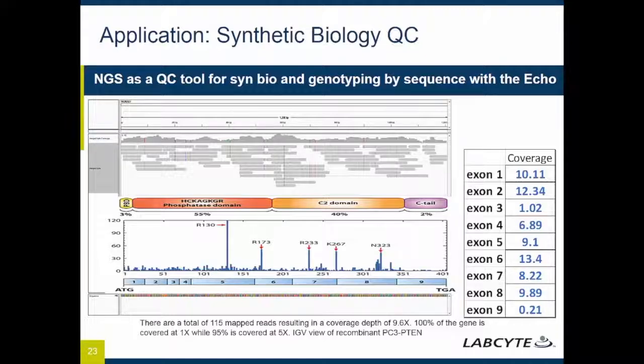Keep in mind that the majority of P10 exons, in particular in the phosphatase domain, are deleted in the wild-type PC3 cells. In this analysis, the sequence is compared to the P10 open reading frame, and we do confirm incorporation of the P10 gene assembly in the recombinant line.